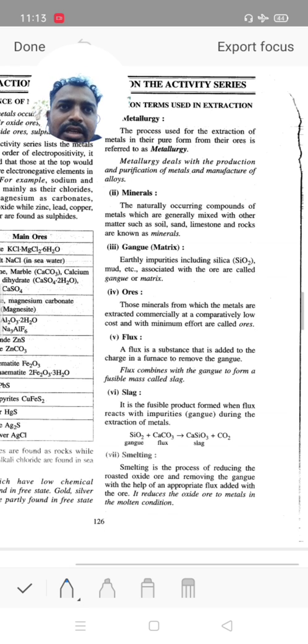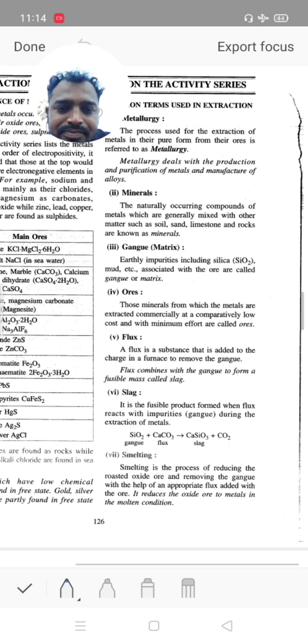Metals like gold, silver, lithium, zinc are generally mixed with other matter like soil, sand, limestone, rocks. Metals mixed with sand, soil, limestone, rocks are known as minerals.